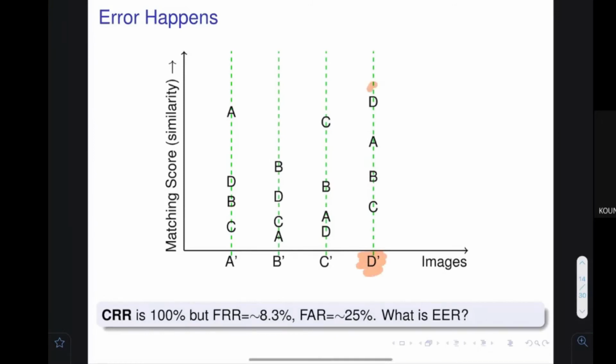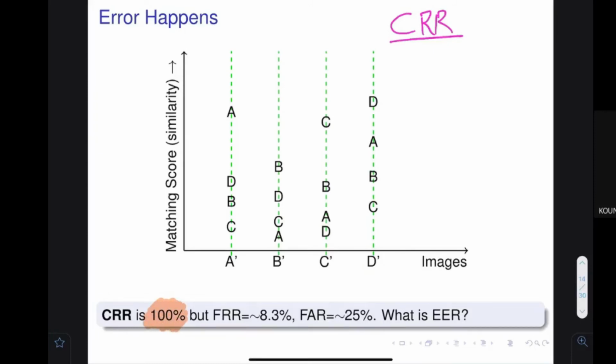You arrange. You got these scores. So who is he? He is D. Okay. So in every case you can see that you are going to tell. So what is your correct recognition rate? CRR, correct recognition rate. It is 100%. You are 100% correct in the identification.